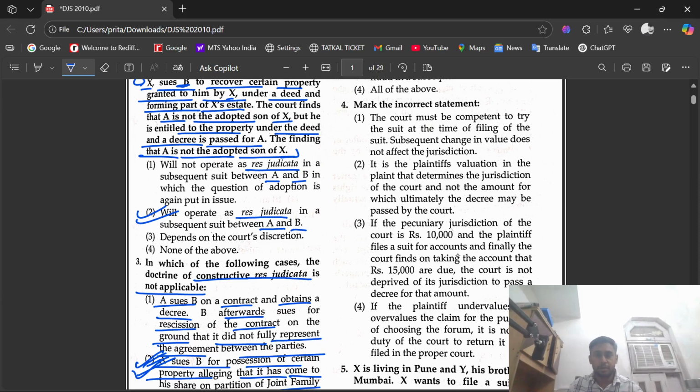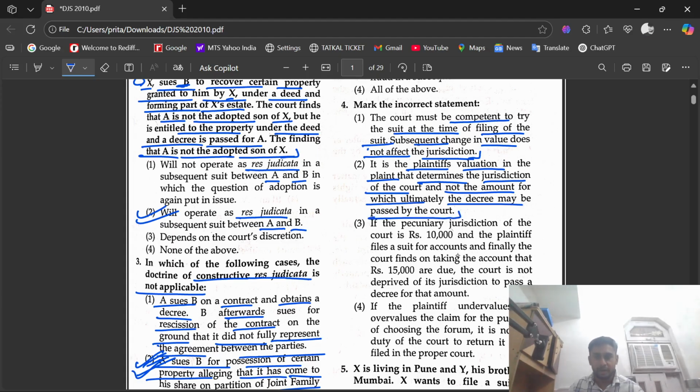The court must be competent to try the suit at the time of filing of the suit. Yes, it's true. Subsequent change in value does not affect the jurisdiction. It is the plaintiff's valuation in the plaint that determines the jurisdiction of the court. True, and not the amount for which ultimately the decree may be passed by the court.